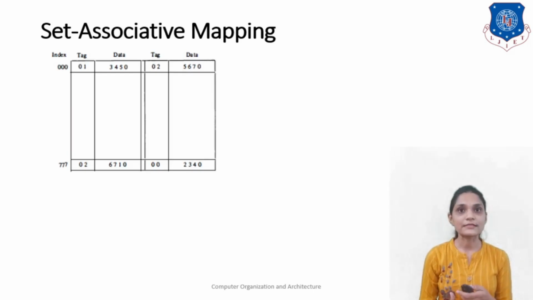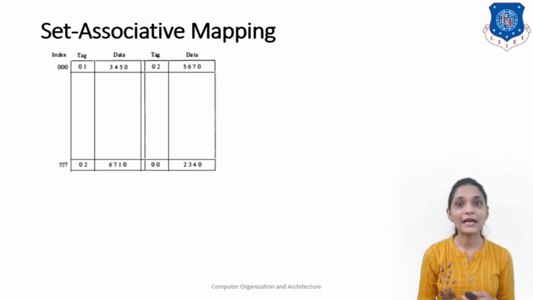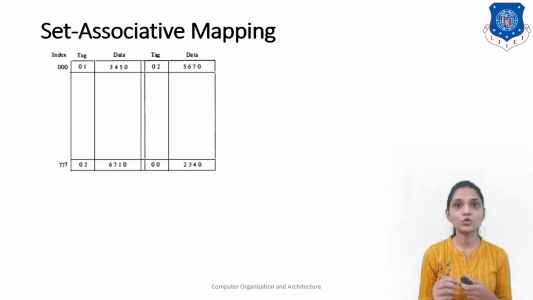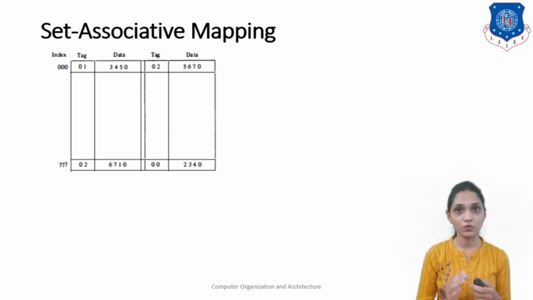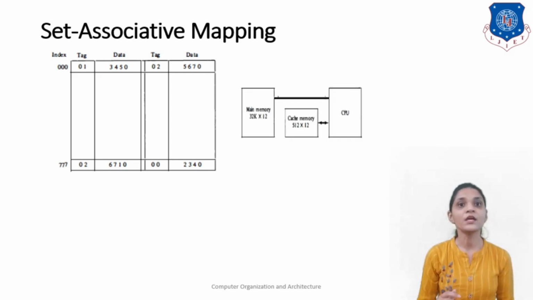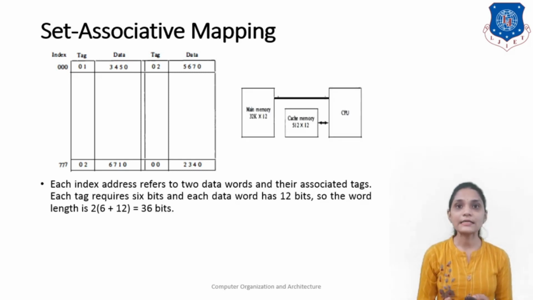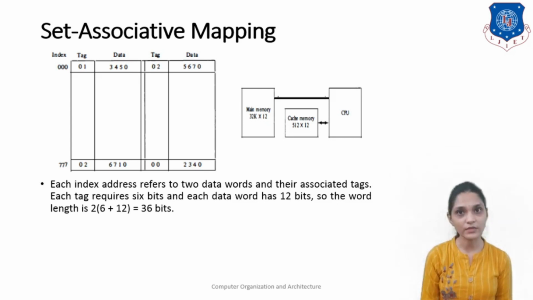For example, this is the structure. At the index 00, you can store tag 01 and also tag 02. That means you can store the content of location 01000 and also 02000. Similarly for 02777 and 00777. So each index address refers to two data words and their associated tags.